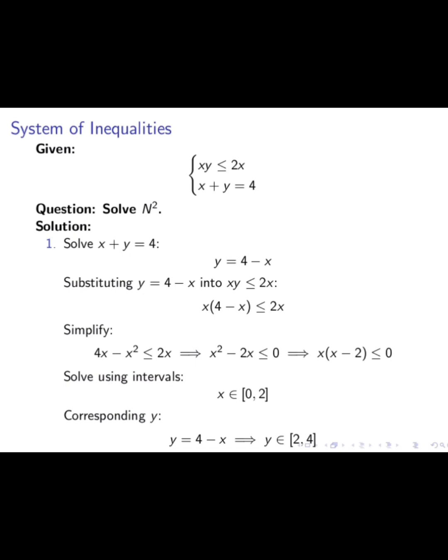So you have to find the value for y corresponding. The corresponding value for y will now be, you substitute the value for x. If you substitute the value for x to be 0, you have 4. If you substitute the value for x to be 2, you have 2. Right? So the value for y is now 2, 4, and that is our answer.